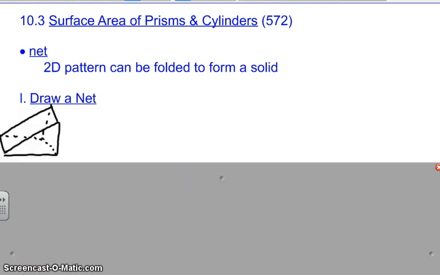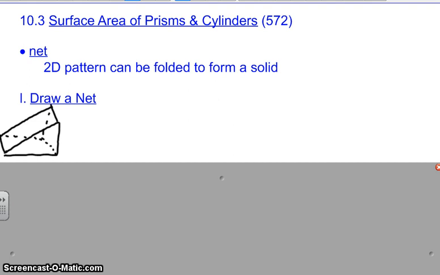So we're going to draw a net for this figure. Everyone look at this figure. Does this have one or two bases? Does it have two parallel sides that are congruent? Then this has how many bases? Two bases, right? The two sides that are parallel and congruent, clones, are what shape? Triangles. They're triangles, right?